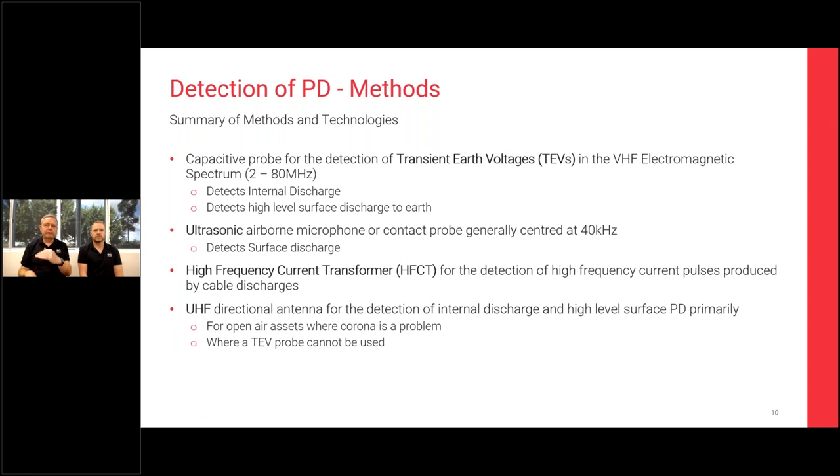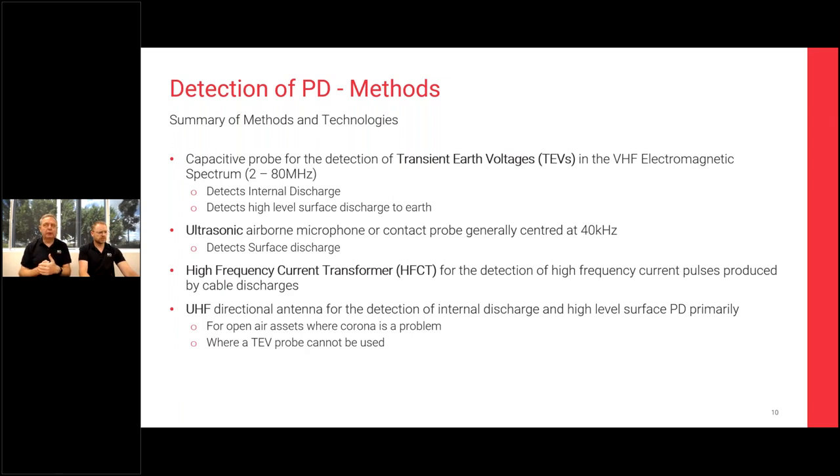So as we move from the VHF range up into the ultra high frequency, the strength of the signal drops, and how far it propagates will drop. So whereas transient earth voltages will travel quite widely, UHF will attenuate much more quickly. This is used to our benefit when we're trying to localize things, particularly in open air assets or substations. UHF is also very good in the substation, the switchyard environment, because we don't have to place a capacitive sensor on the metalwork to detect the PD. So we use UHF for open air assets.